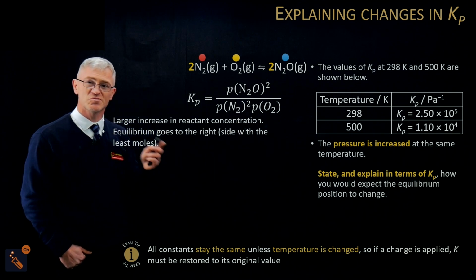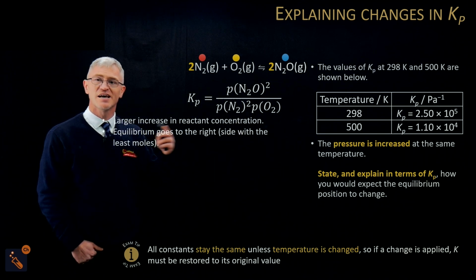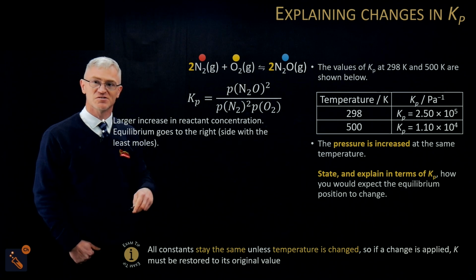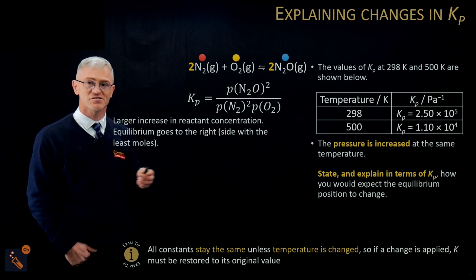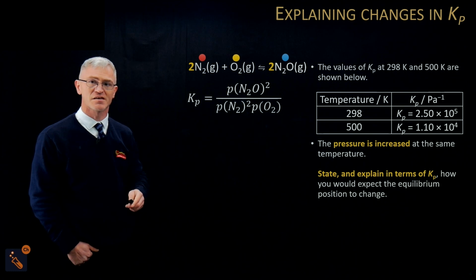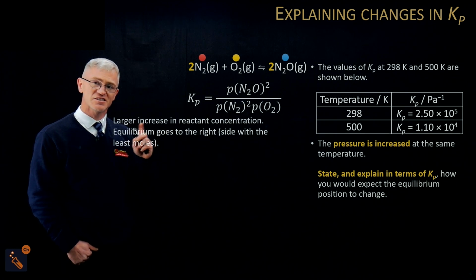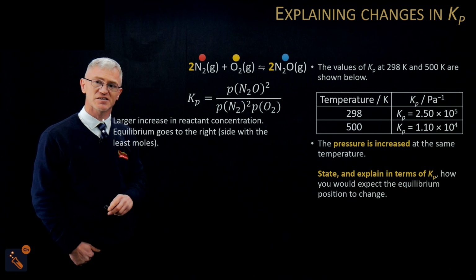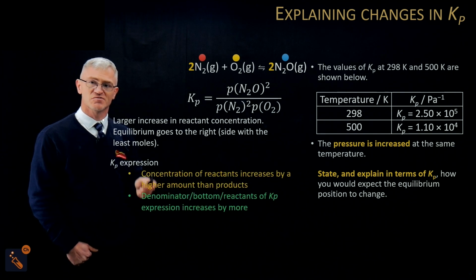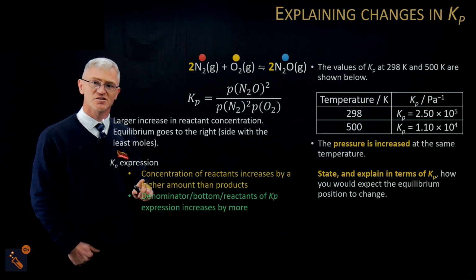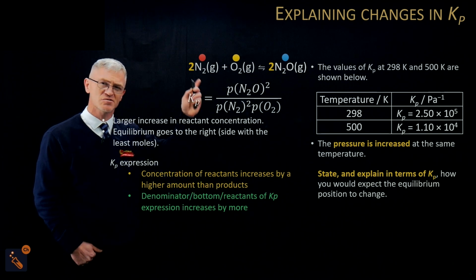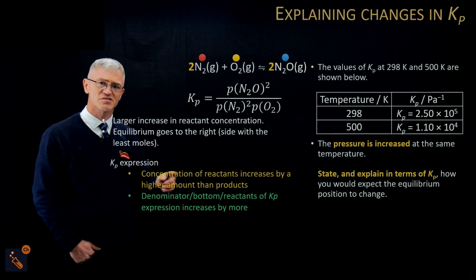So it's really important. We need to describe in terms of Kp how it is changed back to its original, because it definitely changes at the start. So the first bit is this. Like I said, the general term is that large increase in reactant concentration, and it goes to the right. Now the Kp expression: your concentration of reactants increases. So we already said that, large increase. And that would be your first of 2 or 3 marks. And it increases by a higher amount than the products.